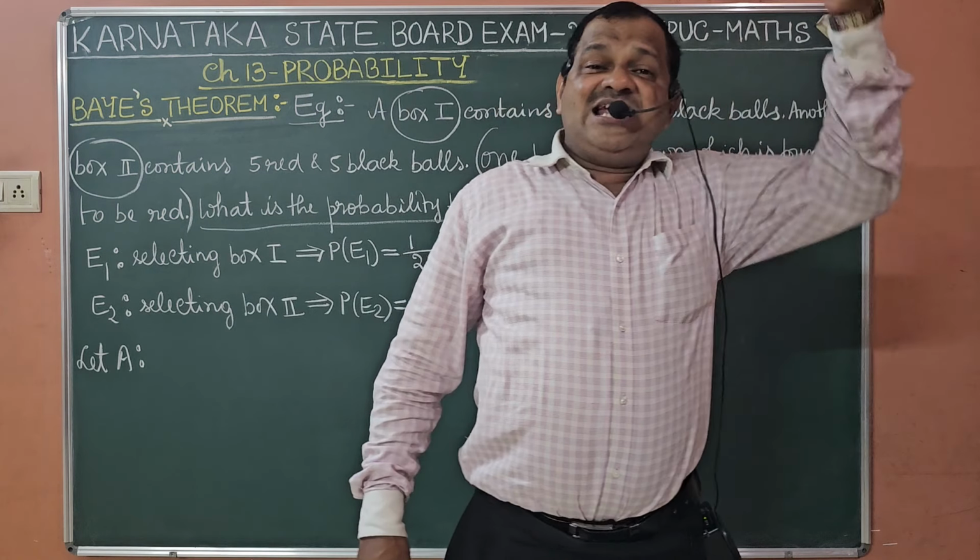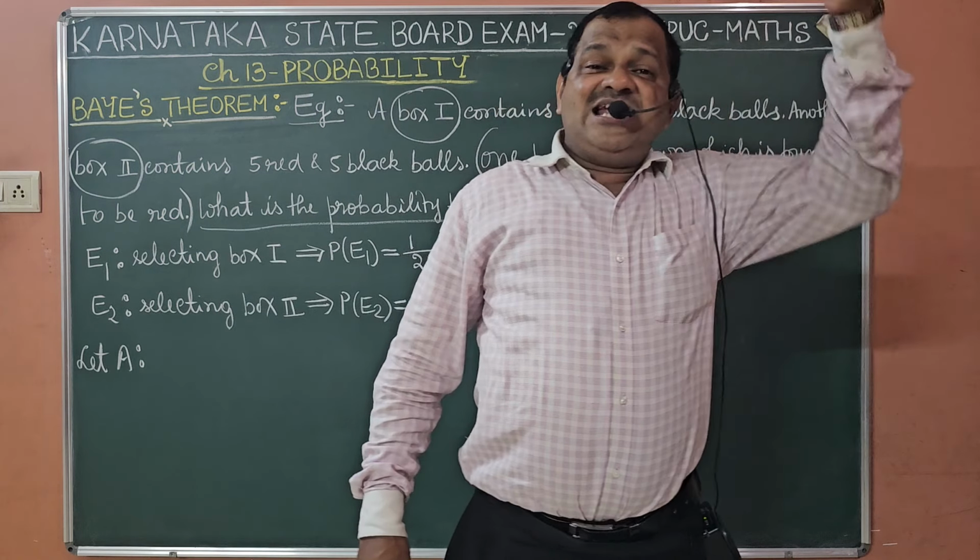So I write here, it is drawing a red ball. And now immediately we know these things. Therefore, probability of A given E1. What is the meaning of this? I will decode. This is conditional probability. E1 means the event has already occurred, that is, you are selecting box 1 and you are selecting a red colored ball from box 1.